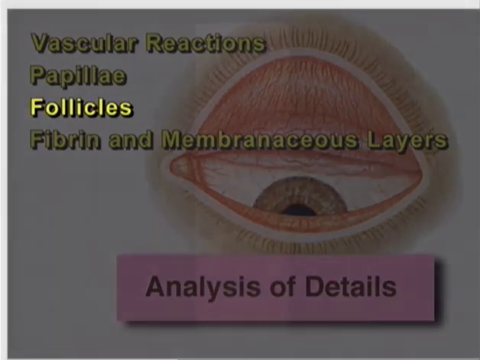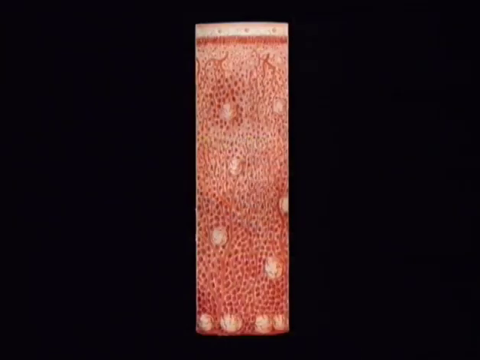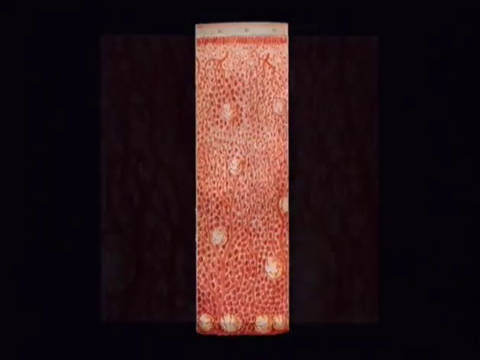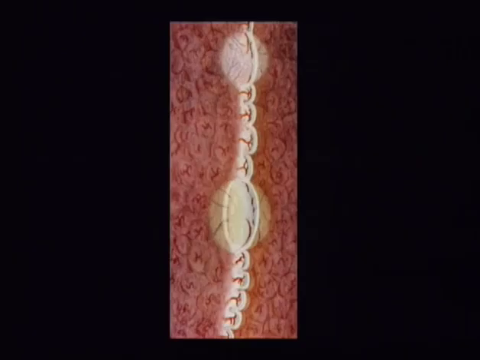Follicles. Follicles are accumulations of lymphocytes within the conjunctival tissue. The central core of a follicle is non-vascular and contains homogeneous material. The vessels are on the periphery and surround the follicle like a corona. This is demonstrated here with a narrow slit light. The core of the follicle appears homogeneous. The vessels are superficial and peripheral.